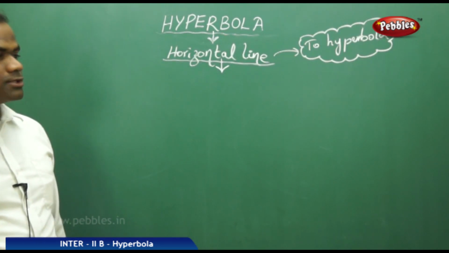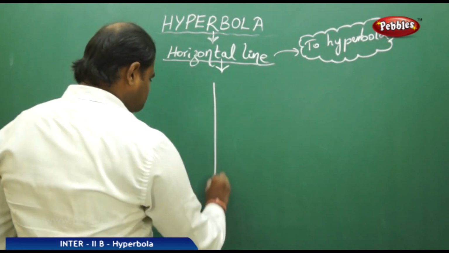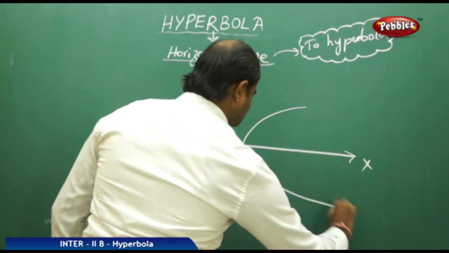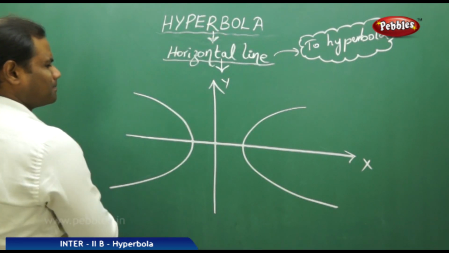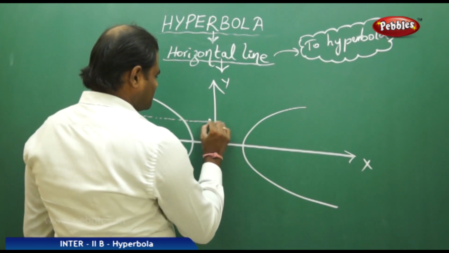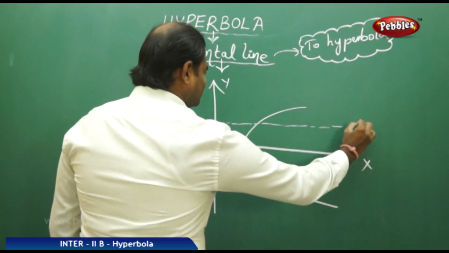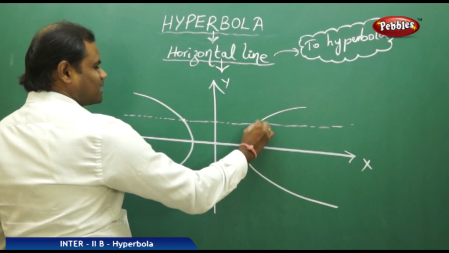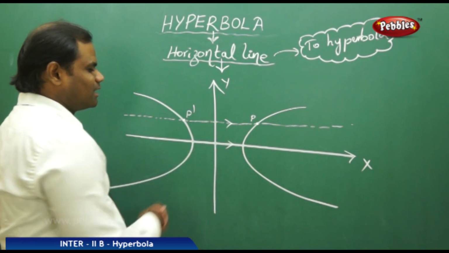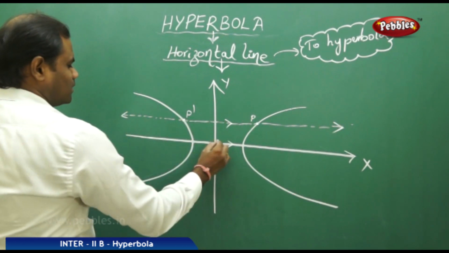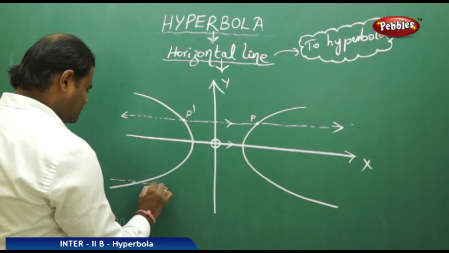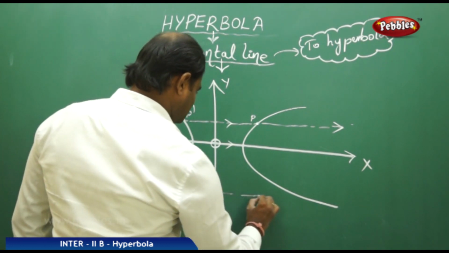Let's see what the role of a horizontal line is with respect to the hyperbola. As we see here, I clearly see that for this hyperbola, if I draw a horizontal line parallel to the x-axis, then it cuts the hyperbola at 2 points, this and this. That is, P and P dash are the 2 points where this horizontal line cuts the hyperbola. So every horizontal line is said to intersect the hyperbola in 2 points. So for example, I take a line in this form.